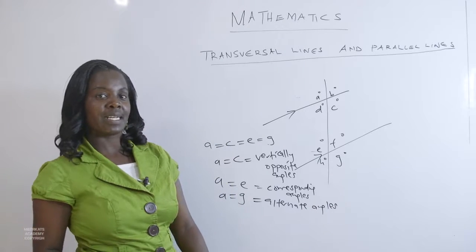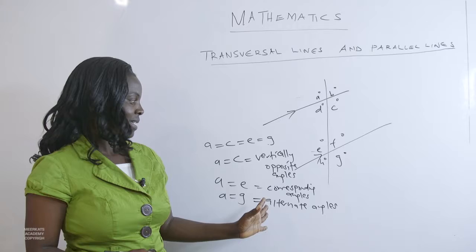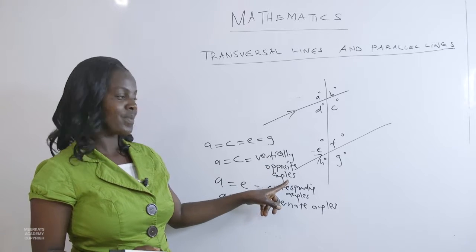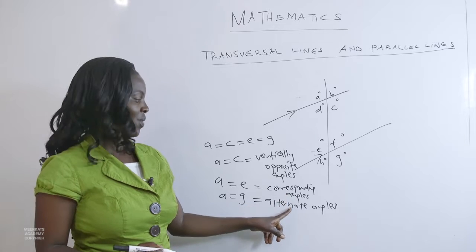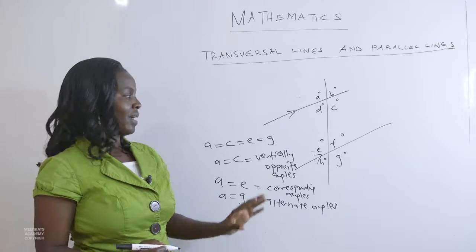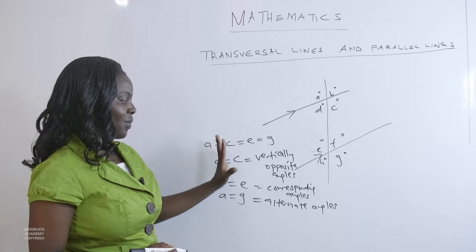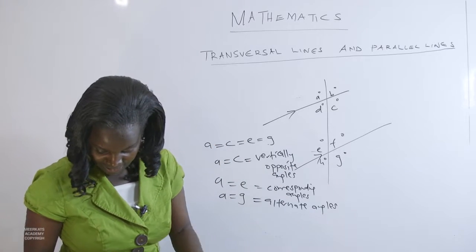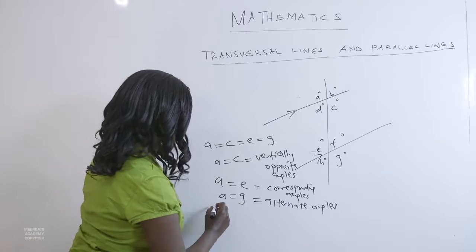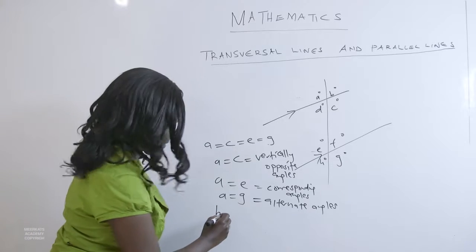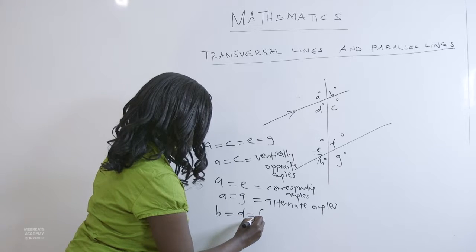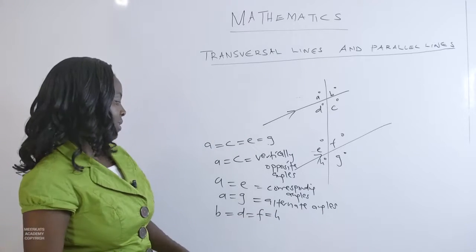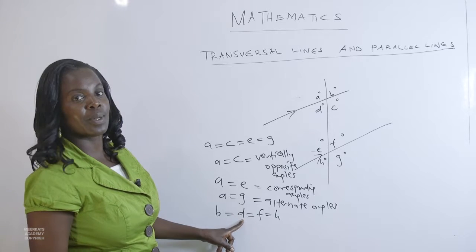We have said in our last lesson and even previously that vertically opposite angles are equal, corresponding angles are equal, alternate angles are equal. It therefore means that all these angles are equal. It will be the same case with these other angles. Angle B is equal to angle D.